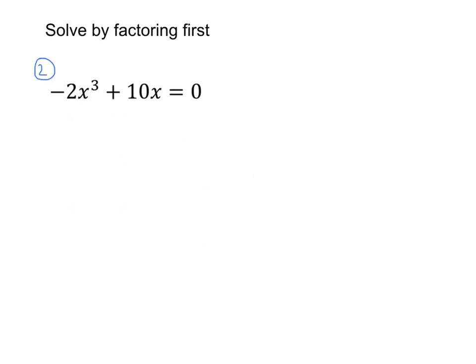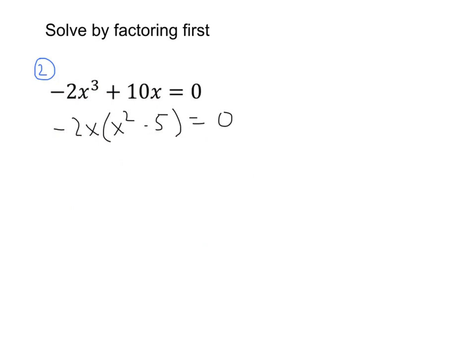Let's do another one. Negative 2x cubed plus 10x is equal to 0. Again, what we want to do is factor this first. The greatest common factor that I'm going to pull out here is negative 2x. Remember, if your first term is negative, you want to pull out that negative. It's not necessarily wrong if you don't, but there are going to be times in the future where this is useful, so it's a good idea to get in that habit. Negative 2x, if I pull that out, what do I have left? I have x squared minus 5. Double check that: negative 2x times x squared is negative 2x cubed, and negative 2x times negative 5 is positive 10x.